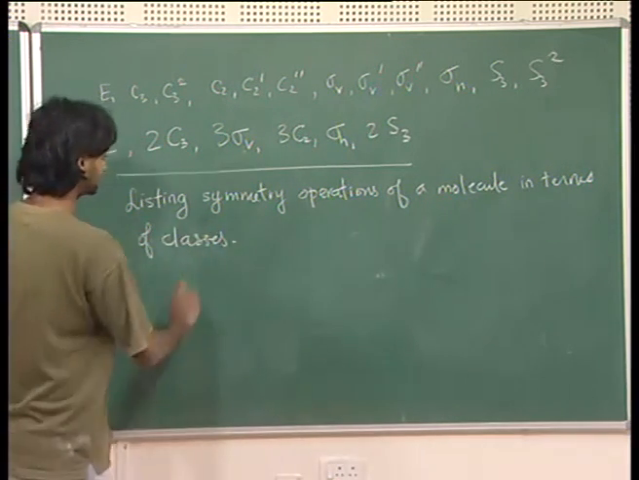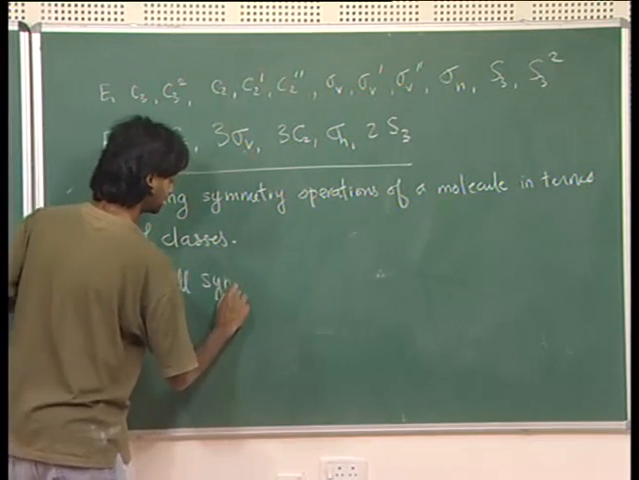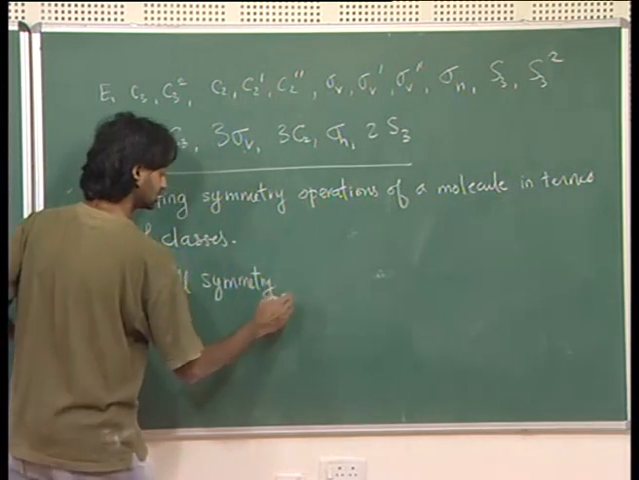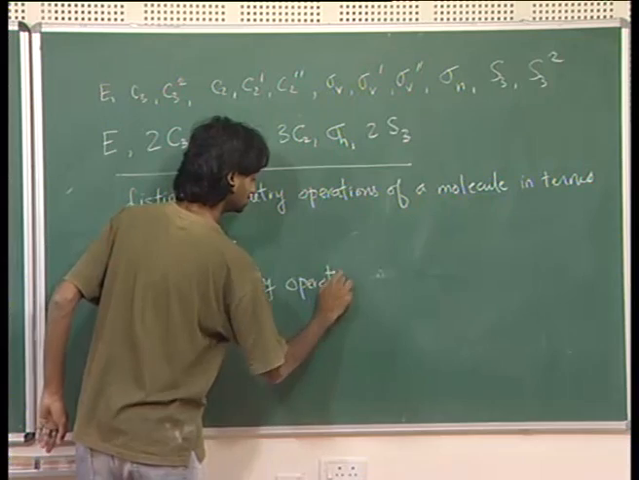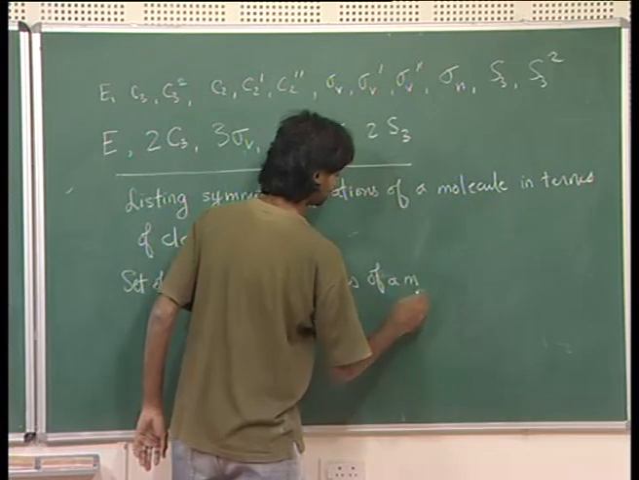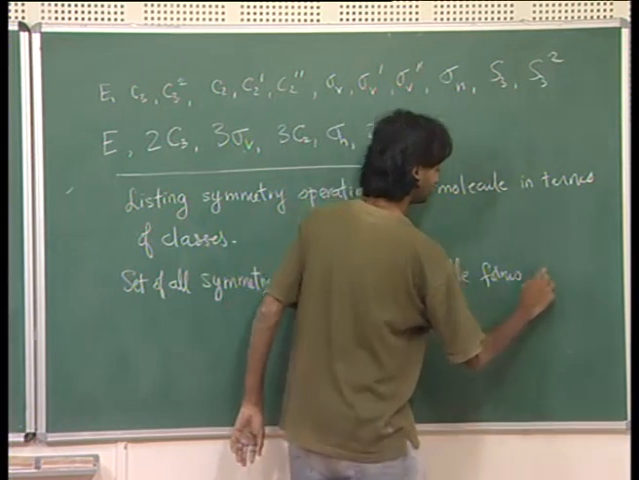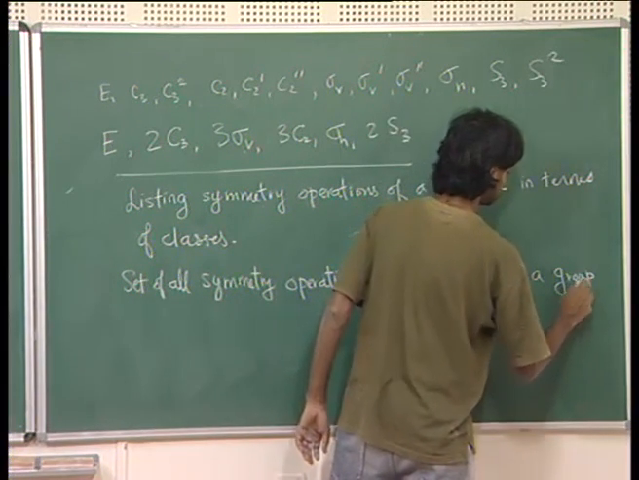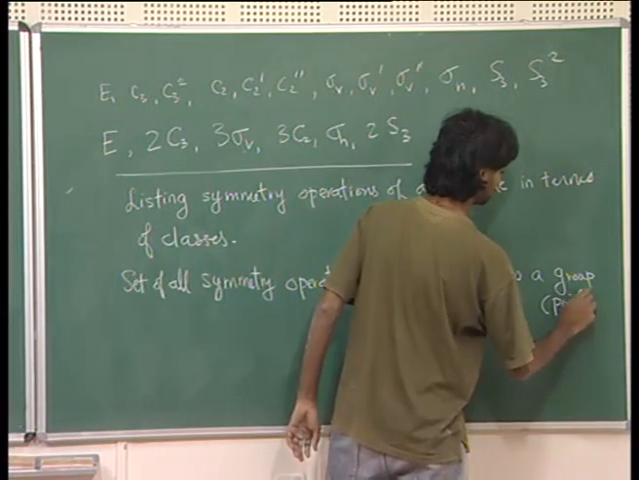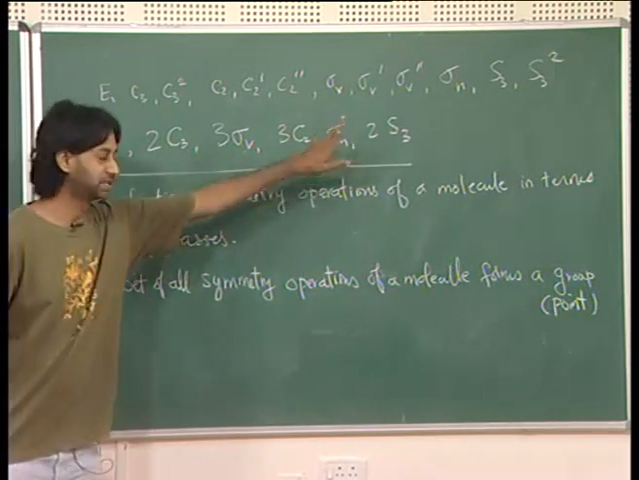We said that the set of all symmetry operations of a molecule forms a group, and I should say it is called a point group because they all pass through one point. So, the set of all symmetry operations of a molecule forms this point group, and the point group contains all these operations.